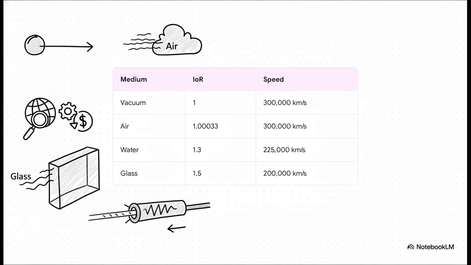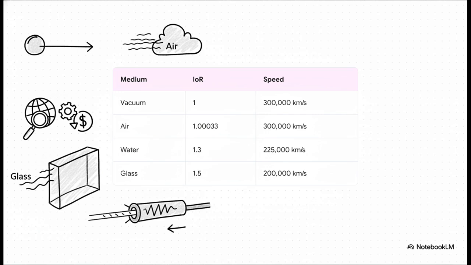Now, what's really interesting about this slide is when you apply that math to the real world, things get wild. In a pure vacuum, light blasts at roughly 300,000 kilometers per second. Air barely slows it down at all. But look at the bottom row there. The glass we use in our fiber cores has an index of refraction of 1.5. That physically slows the light down to 200,000 kilometers per second.